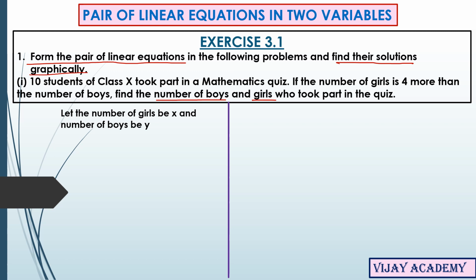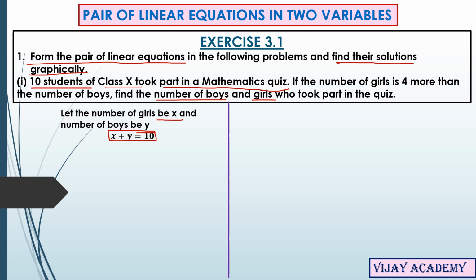The first statement given here is: 10 students of class 10 took part in the mathematics quiz. So there are in total 10 students taking part in the quiz, and among them some are girls and some are boys. We have taken the number of girls as x and the number of boys as y. Therefore the total number of students is x plus y, and we know the total number of students is 10. So we can equate both of them, that is x plus y equals 10. x plus y equals 10, that is your first equation.